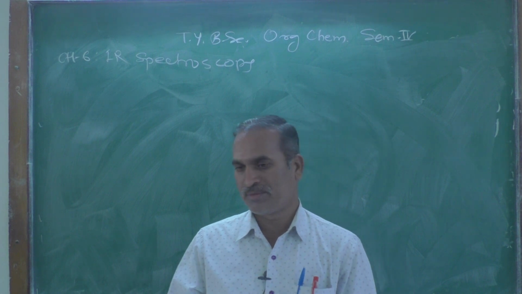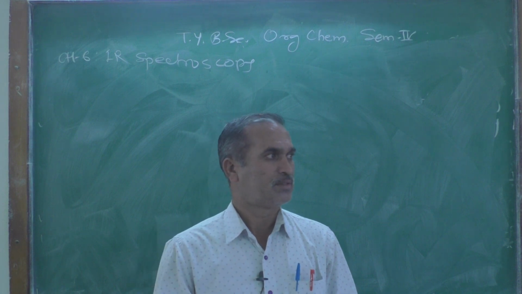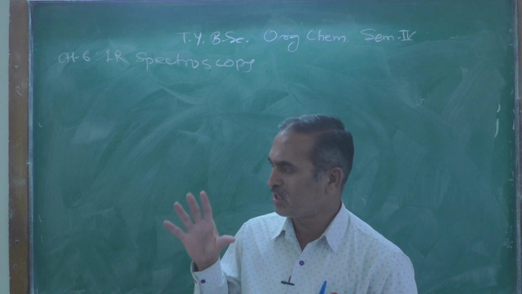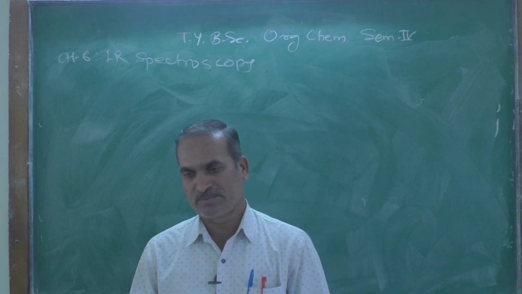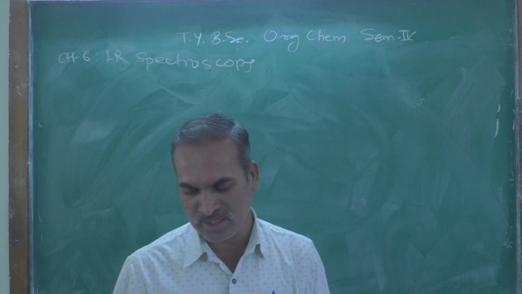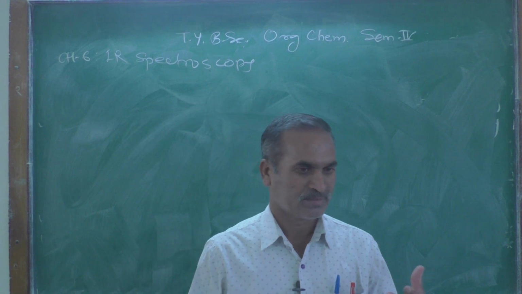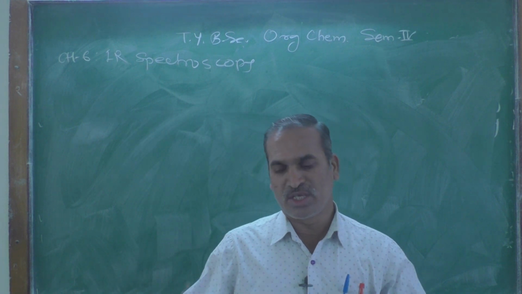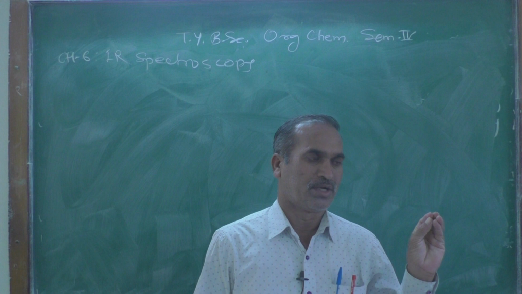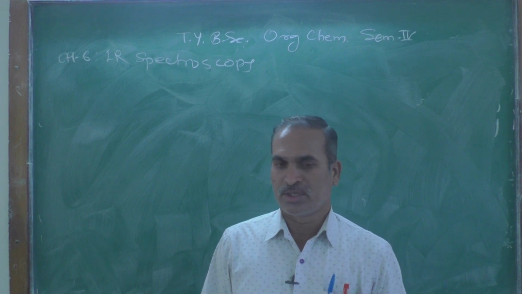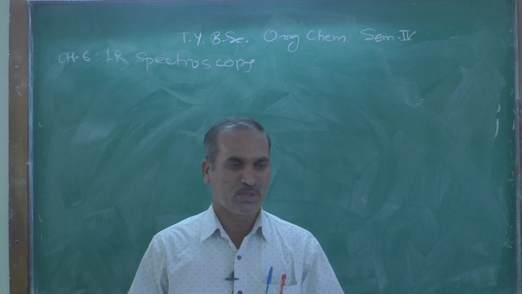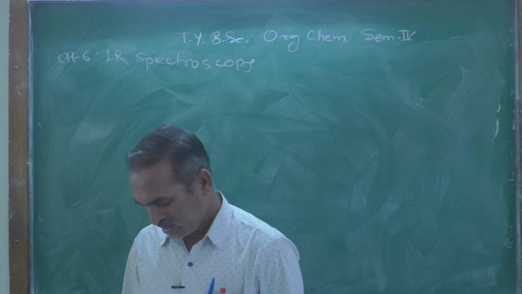the OH band in the range 3200 to 3600 per centimeter will be absent. This clearly indicates that there is no alcohol present in the above structure. So in this way we can very easily distinguish the two structures from each other by using IR spectroscopy.